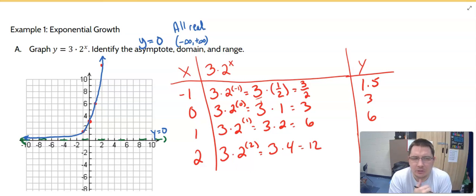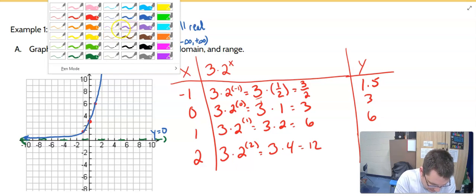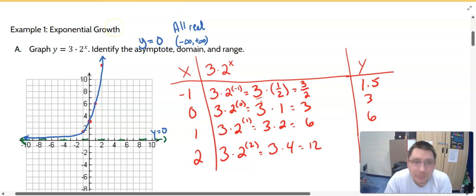Okay? And so our domain here is all real numbers, negative infinity to positive infinity. The range, remember our range is the y values. And so how low and how high does this go? Well, we look at how low it's going, right? It cannot cross this green line, this asymptote of y equals 0.